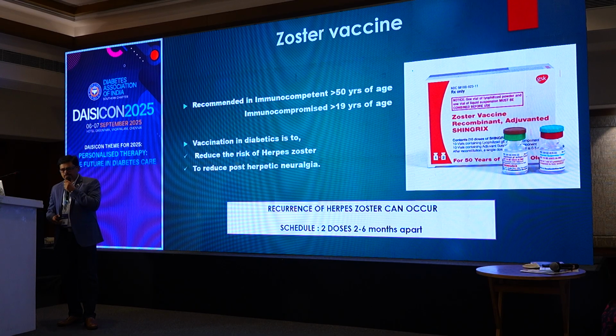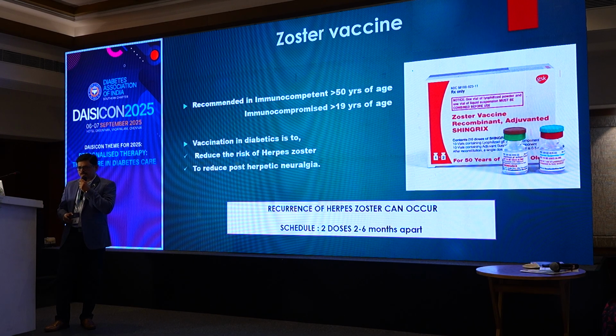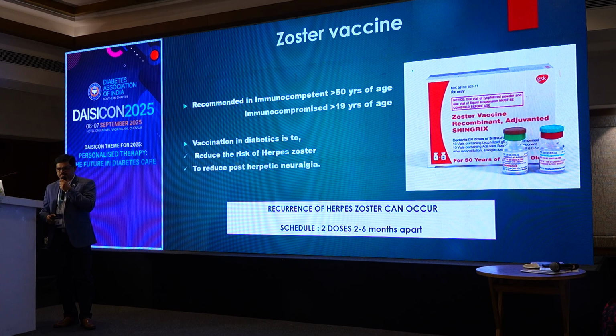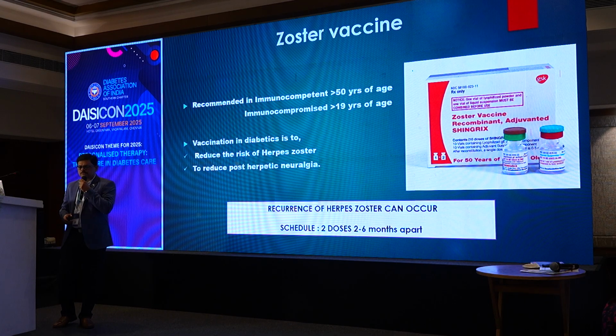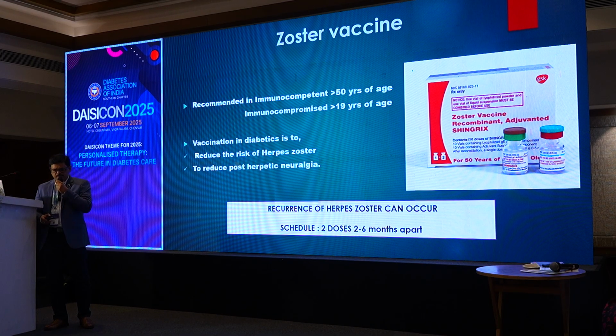So we can give zoster vaccine 2 doses 2 to 6 months apart. The recommendation is for immunocompetent persons more than 50 years of age or immunocompromised persons more than 19 years of age. So in diabetes, this vaccination will reduce the risk of herpes zoster further, and also it reduces the risk of post-herpetic neuralgia.